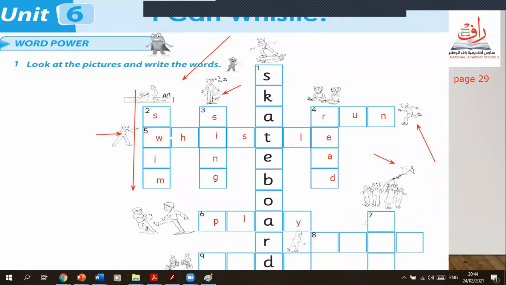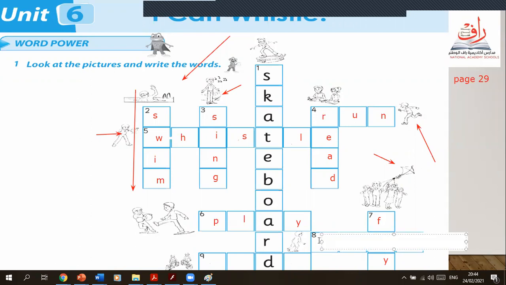So what can we do with the kite? Fly, excellent. F with L, with Y. Y, good job. Let's go to number 8. So this is the fly, again, fly. Number 8, in the book, because the picture is more clear there.